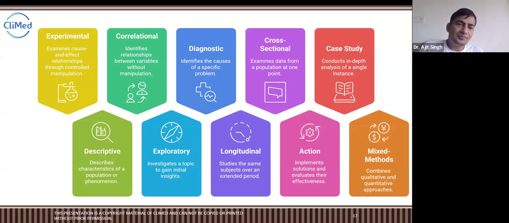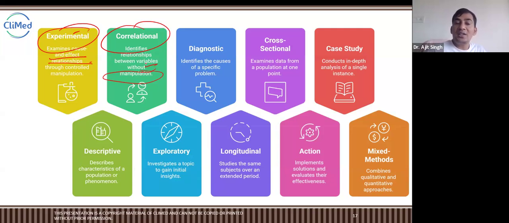non-randomized control trials. So multiple things are there, but there is something like this also, what you are seeing on your screen: experimental designs, correlational designs, diagnostic designs, cross-sectional designs, action designs, longitudinal studies. These are different terms for different uses. Quantitative, qualitative, and mixed methods. Experimental means interventional studies, examining the cause and effect relationship, so causal relationships are assessed by experimental studies. Then correlational studies identify the relationship between variables without manipulation, so they check only correlation, not causation.